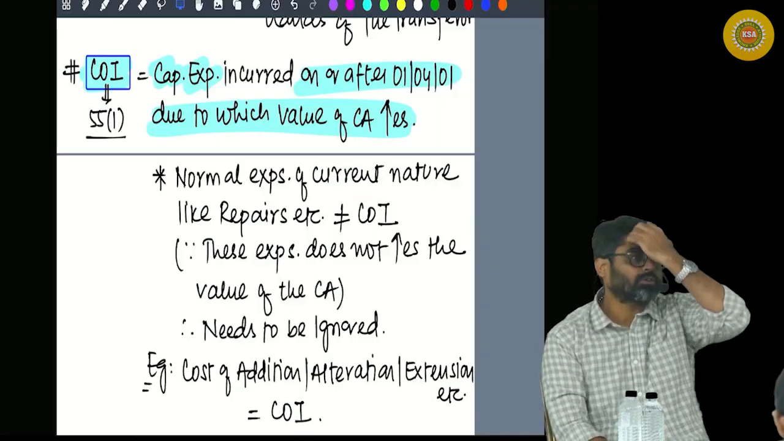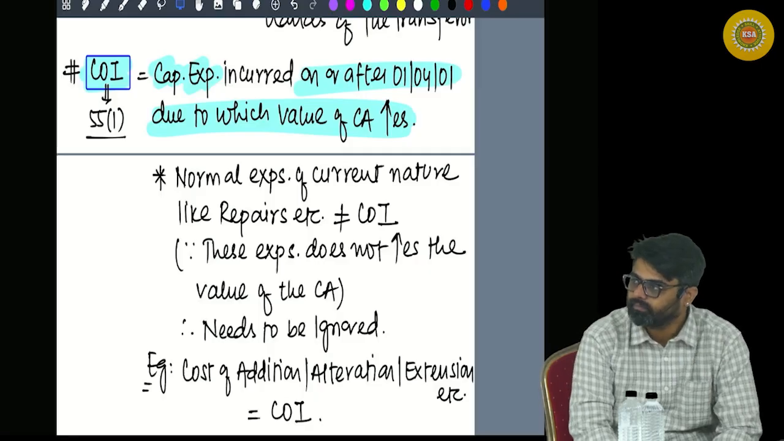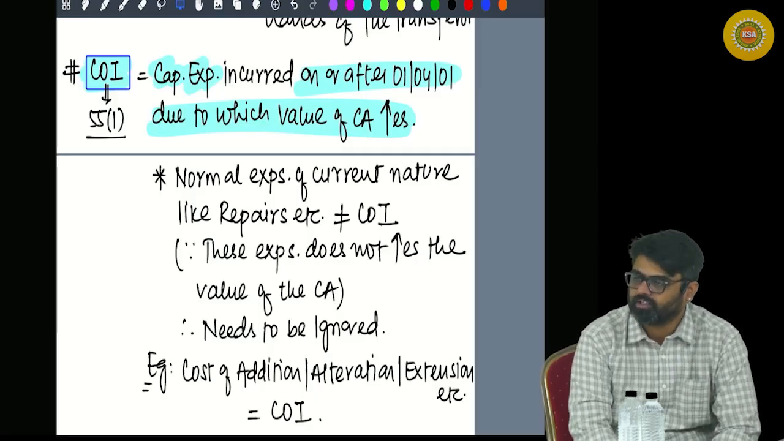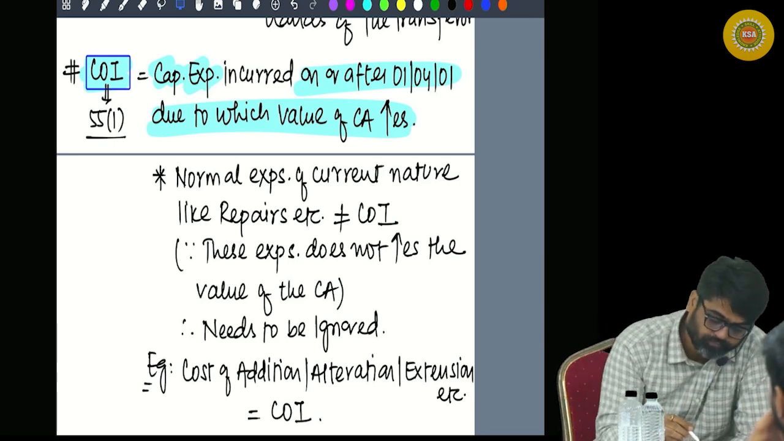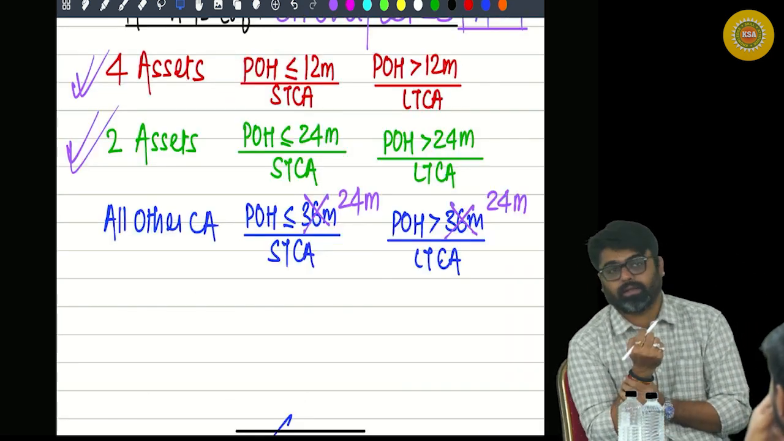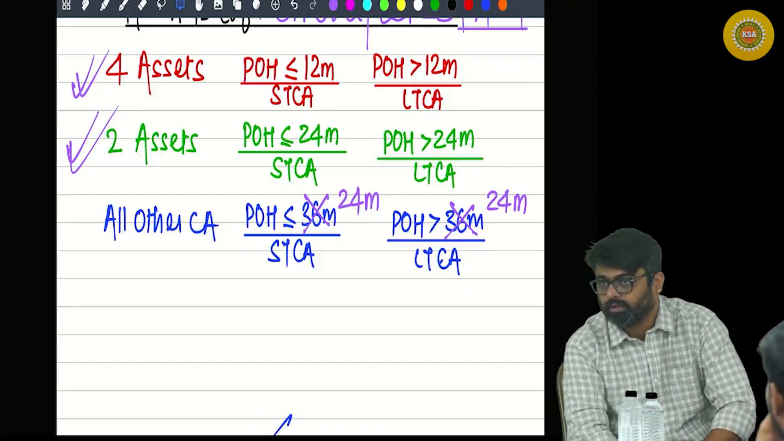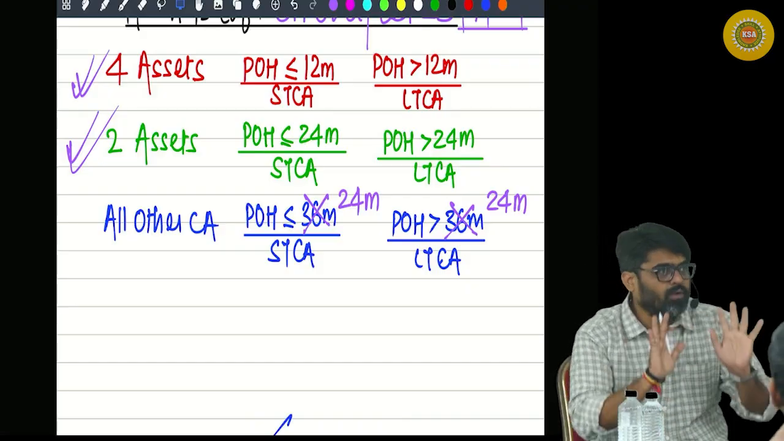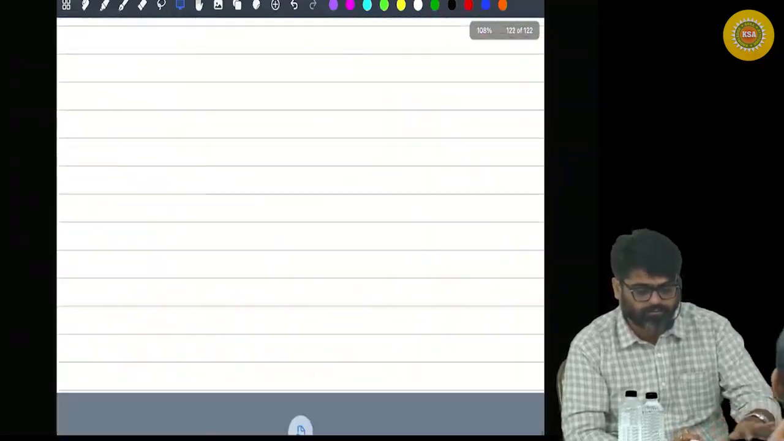What will be the cost of acquisition of a capital asset? Purchase price plus any expenses incurred. Now pay attention, very important discussion. If you understand this, a headache will go. People make mistakes over here only. Okay? Pay attention.